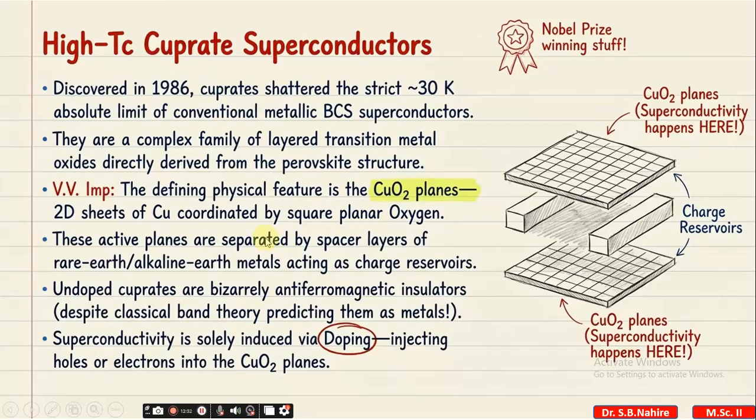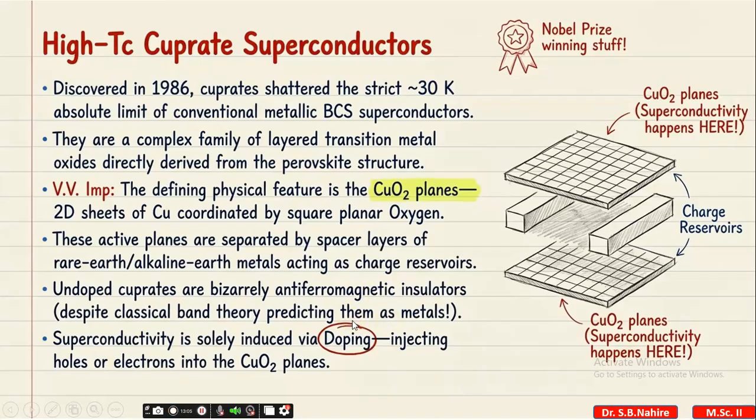Now next, these active CuO2 planes are separated by spacer layers. These spacer layers contain rare earth or alkaline earth metals, and they act as charge reservoirs. That means they supply or control the number of charge carriers in the system. Next point. Undoped cuprates behave as anti-ferromagnetic insulators. This is quite unusual because classical band theory predicts that they should behave like metals.